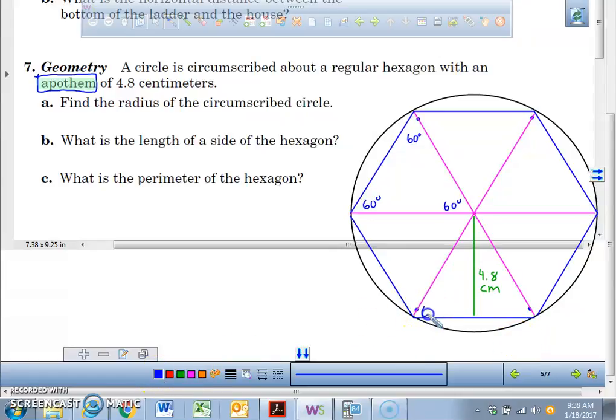Now, if this was 60 degrees in this corner, and over here it is 60 degrees, but what have I done? I've split that perfectly in half. What are these angles right here? 30 degrees. I'm going to put 30. I'm not going to label it twice. Both those are 30 degrees.